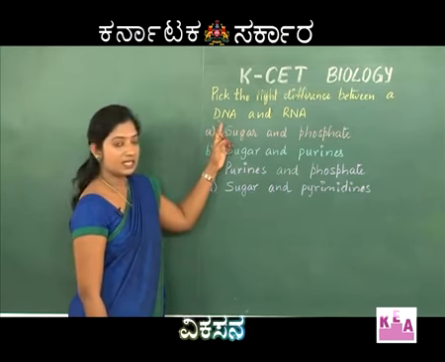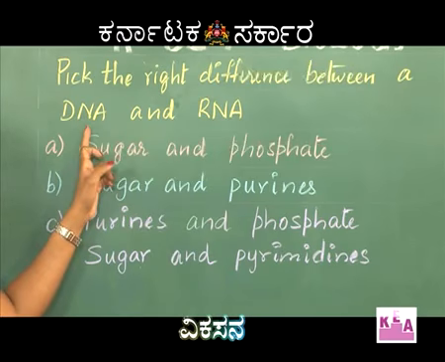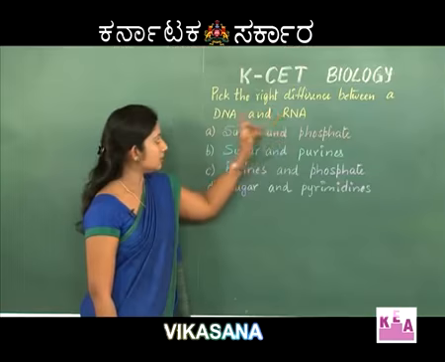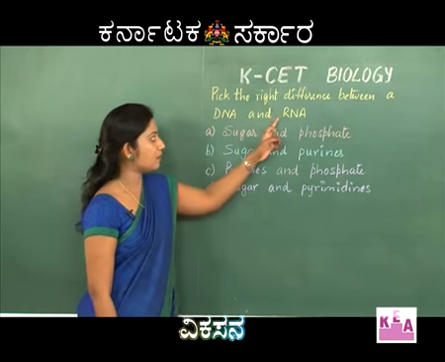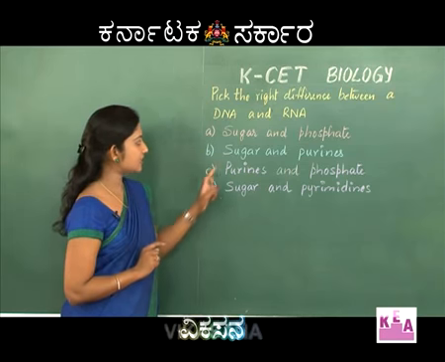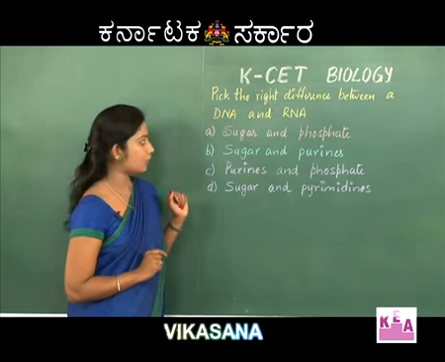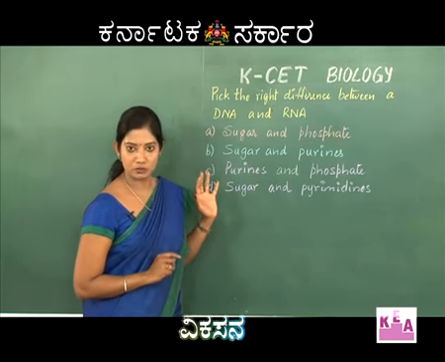So, in the name itself you can make out that this is deoxy and this one is oxy. Here in DNA there is one oxygen less when compared to RNA. So, that is one difference. So, one difference is in sugar. The next difference we have to find out is with respect to phosphate. As such, there is no difference with respect to phosphate.